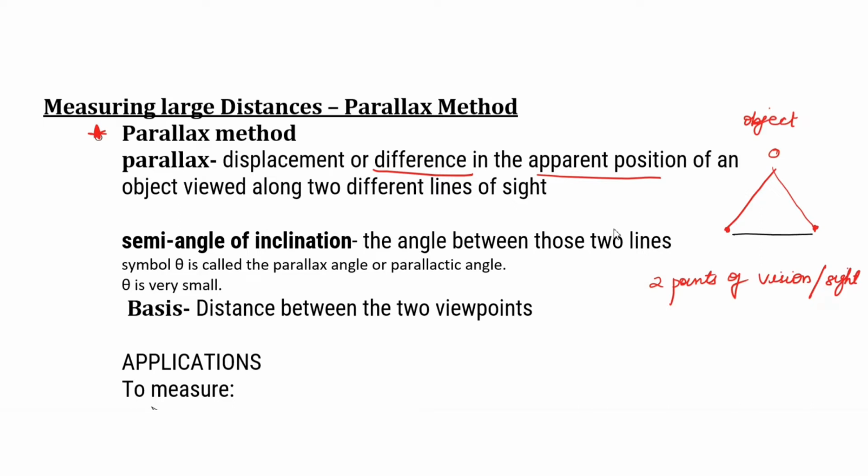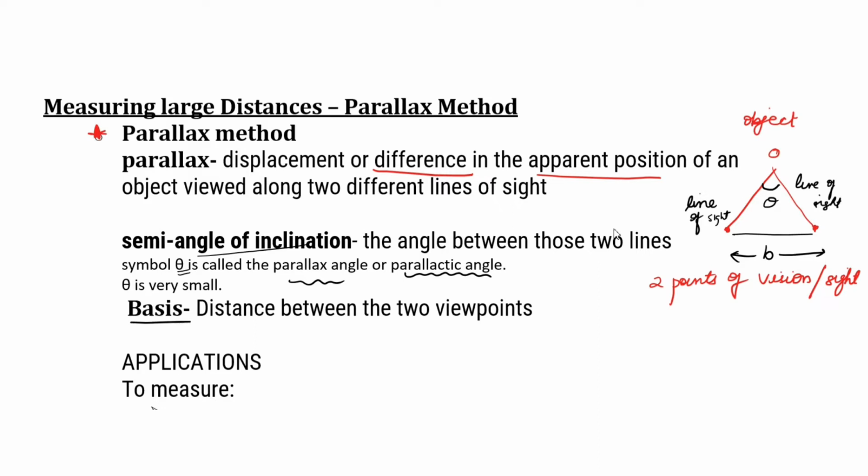This theta is very small because this distance here is very huge. We are measuring astronomical distances, that is very huge distances. So obviously the theta here is very small. Now the distance between the points of vision is known as the basis. The distance between the two viewpoints is known as the basis.